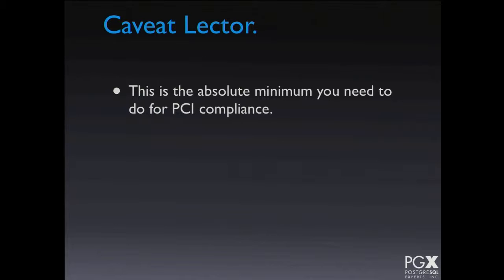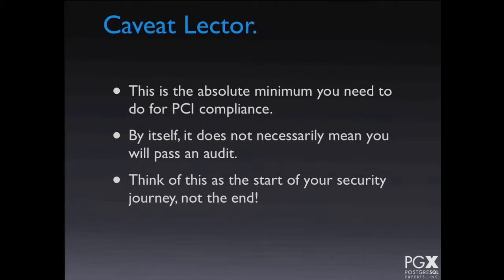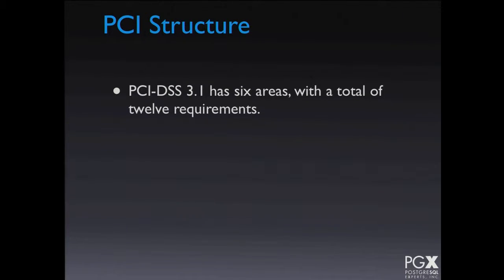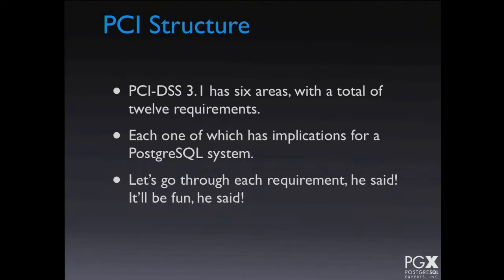This is the absolute minimum you need to do. By itself, just following these slides will not guarantee that you'll pass an audit or anything like that. Think of this as a journey of security, and this is your start, not your end. So the PCI DSS is divided into six sections with 12 requirements. Each one of these gives you something you have to do to your Postgres system. So let's go through them all. It'll be fun, really. It'll be great.